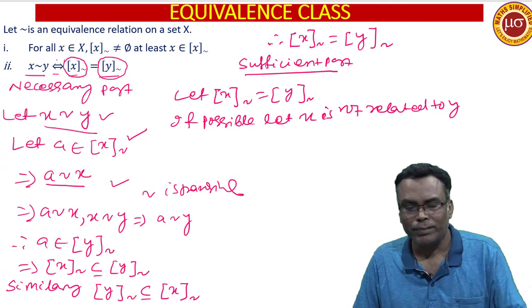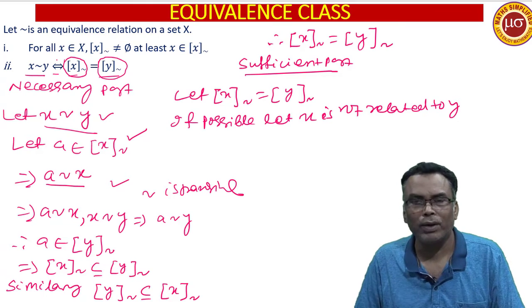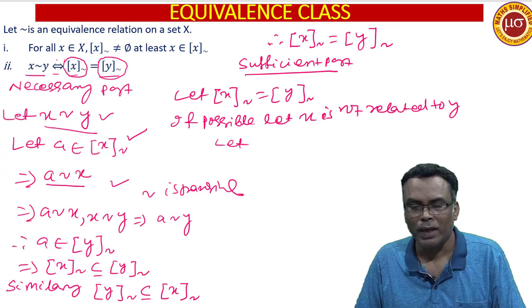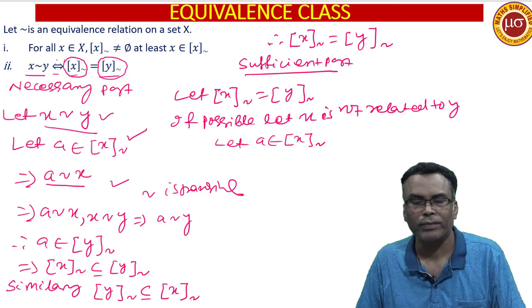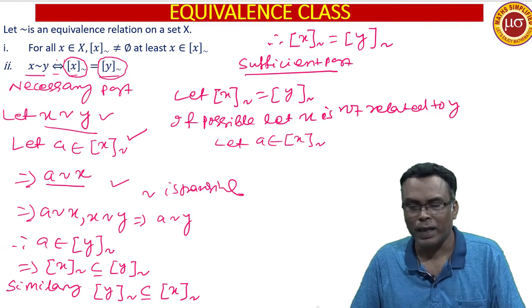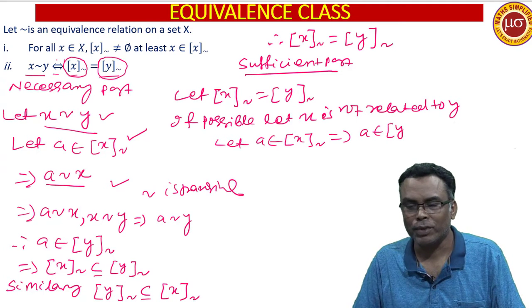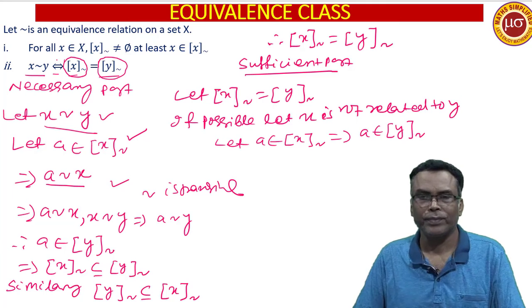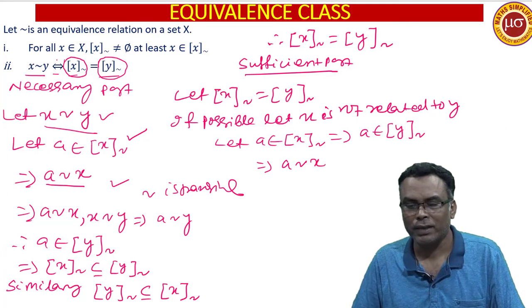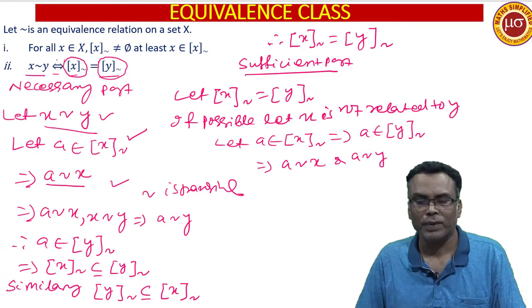Now, we are already given the equivalence class of x equal to the equivalence class of y. Let a belong to the equivalence class of x. And that implies a must belong to the equivalence class of y. That implies a is related to x and a is related to y.